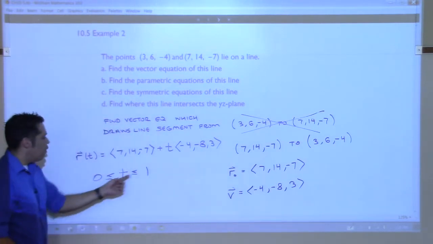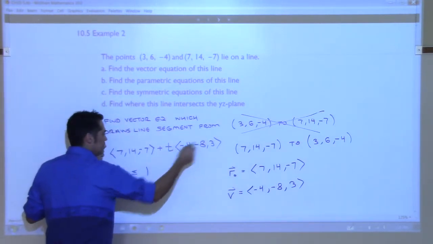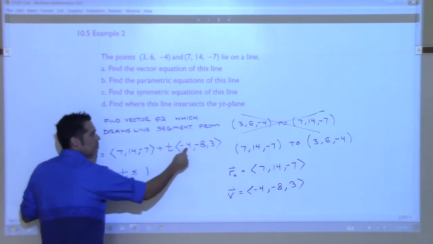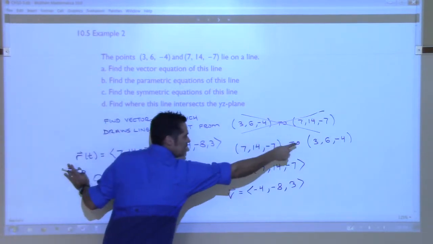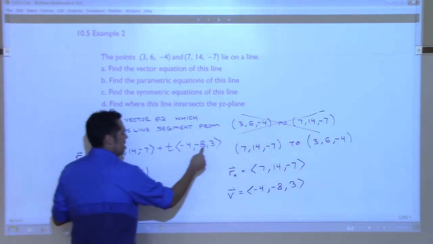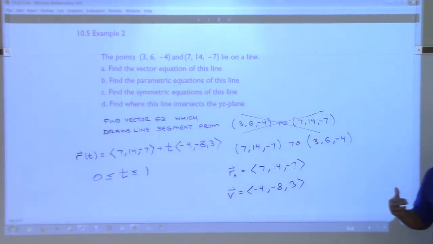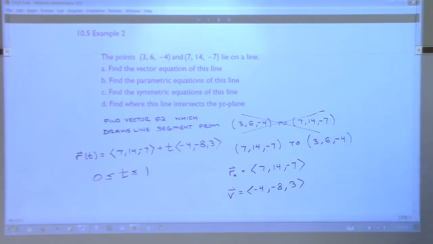But then if t is 1, I'm going to have 1 through here. So it's going to be this vector plus this vector. When we add 7, take away 4, we'll be at 3. We have 14, we'll take away 8, we'll be at 6. And then we have negative 7, and add 3, we'll be at negative 4. So we'll end where we want to end. Any questions on this? All right.